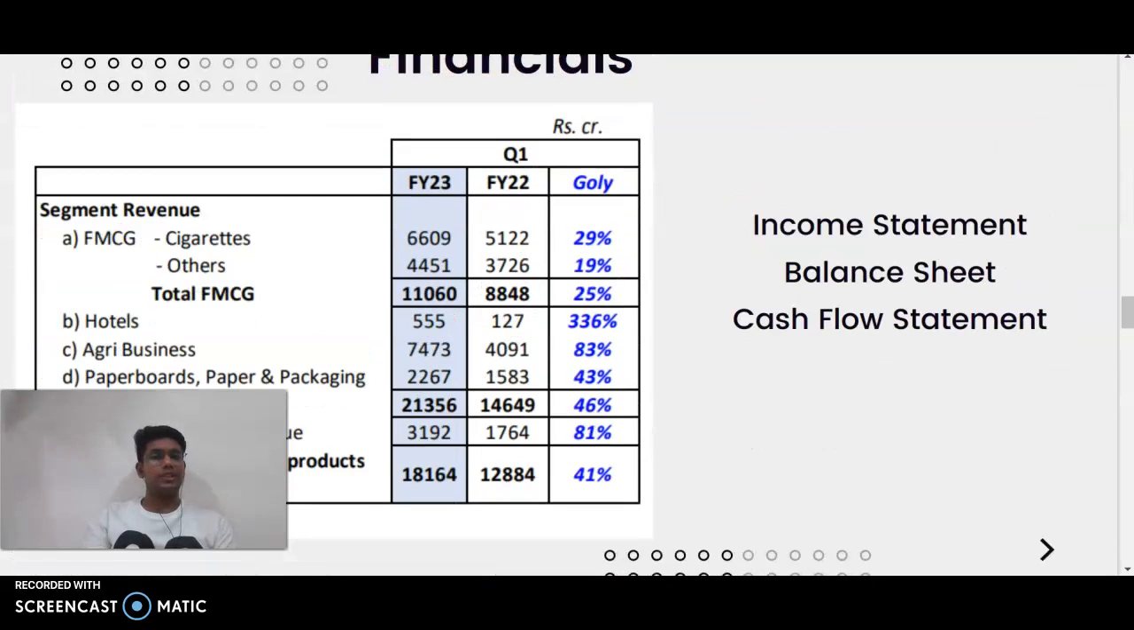Now talking about the financials, you can get financials from the investor presentation, and if you want to go deeper, then you should read annual reports. Annual reports contain half of the pages as financials. Like if there is a 200-page annual report, then 100 pages will contain financials. So these are FMCG, hotels, agribusiness, paperboards, and they have divided into it.